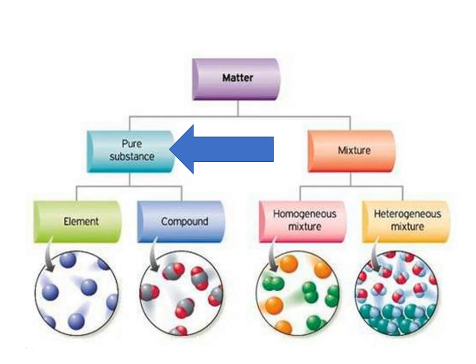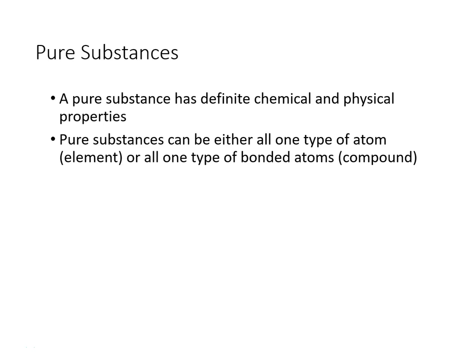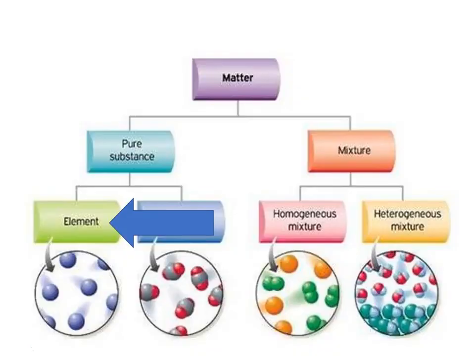The first thing that we're going to talk about, and the focus in this video, is a pure substance. A pure substance has a definite chemical and physical property. Pure substances can either be elements or compounds. Elements are all one type of atom, and compounds are when they're bonded together. So let's look at elements first.